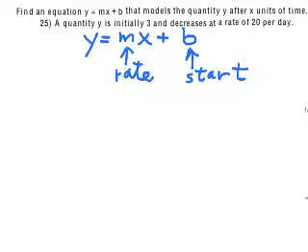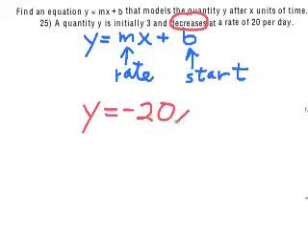So in this case, we're starting out with 3, not starting out at 0, and then we're taking away 20 every day. Because it says decreases, we've got to make that a negative. So our equation ends up being y equals negative 20x plus b. And this is for whatever things we're counting here, whatever time is passing. Okay, that's our x.